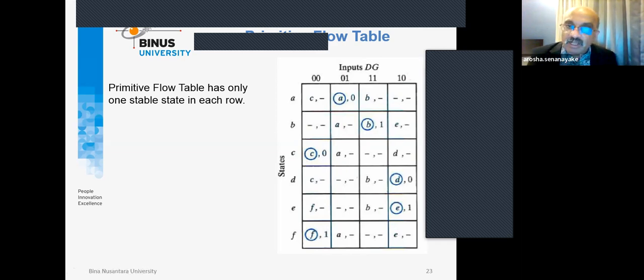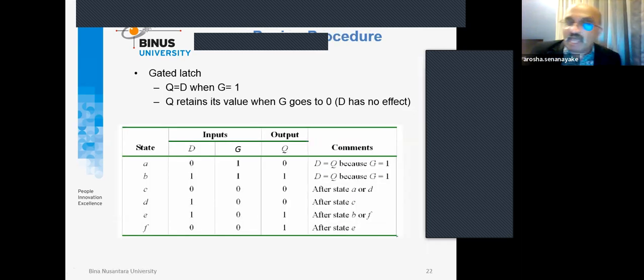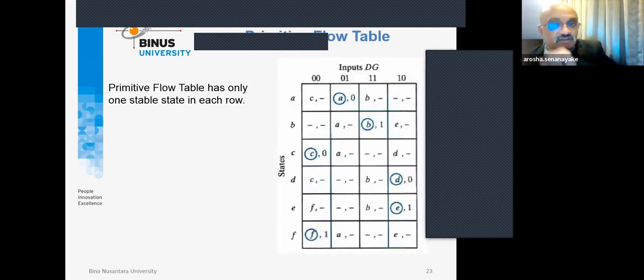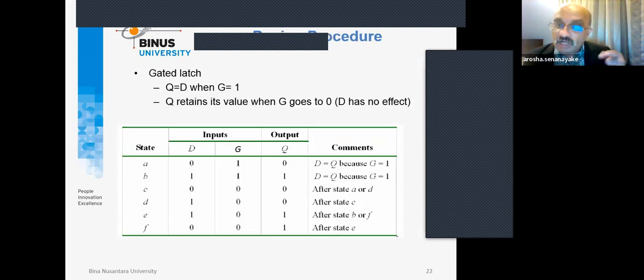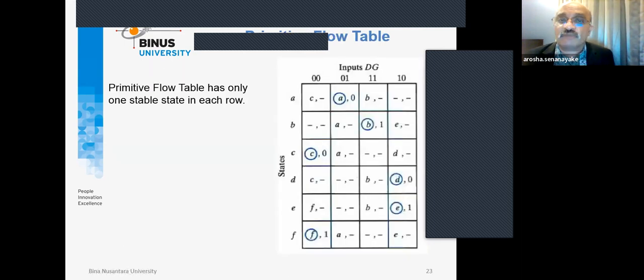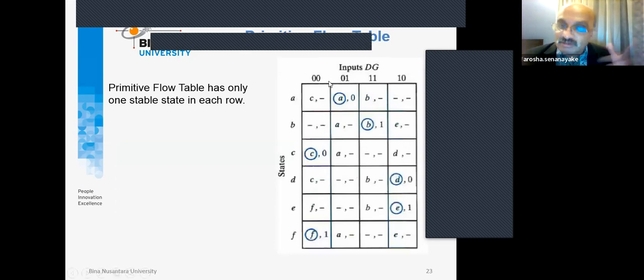So as you can see, what we have here is input DG. So input DG, you can see 0, 0, 0. Then we have A, B, C, D, E, F, as you have noticed here. Of course, the output varies depending on the states. I will go through only one row, and later on you should be able to see it, or you can do it yourself.